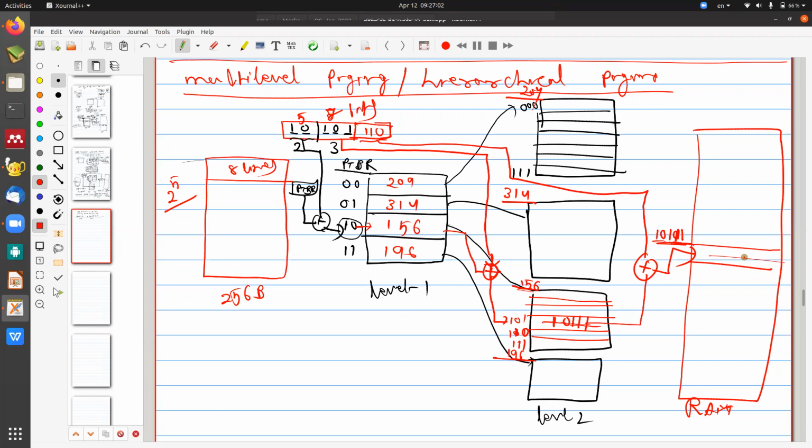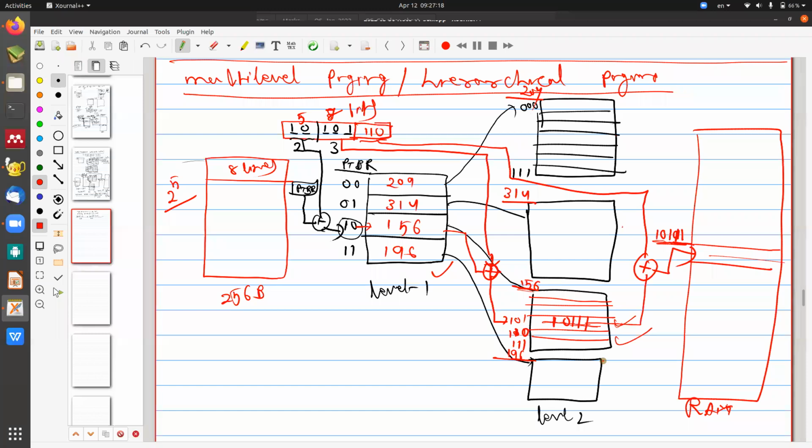Then everything gets increased. But what is the benefit? The benefit is that instead of keeping the whole 32-bit page table, what will I keep? Currently, since this particular page table is required, he will fetch this one along with this one.